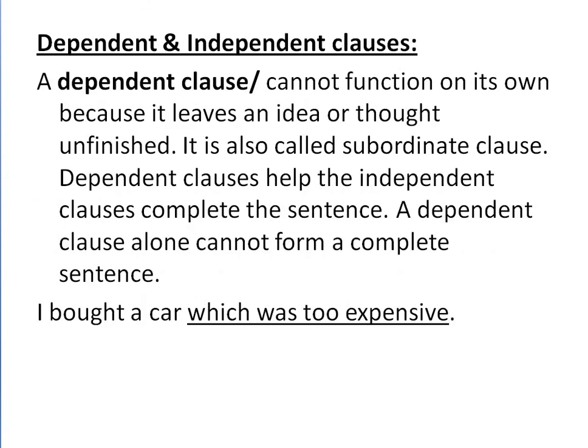So clauses are of two types, dependent and independent clauses. A dependent clause cannot function on its own because it leaves an idea or thought unfinished. It is also called a subordinate clause. Dependent clauses help the independent clauses complete the sentence. A dependent clause alone cannot form a complete sentence. By the word dependent, it means a dependent clause cannot convey its meaning on its own, whereas the independent clause can convey its meaning on its own, like a sentence.